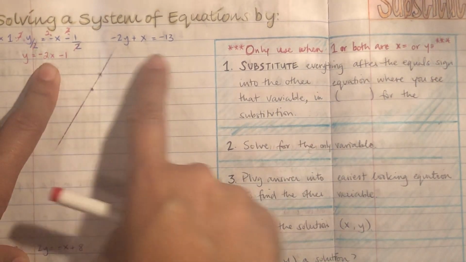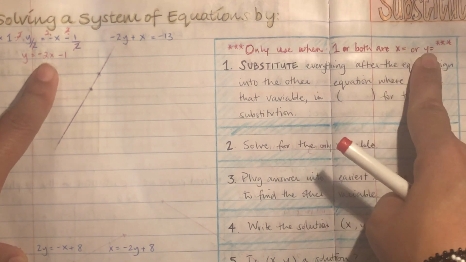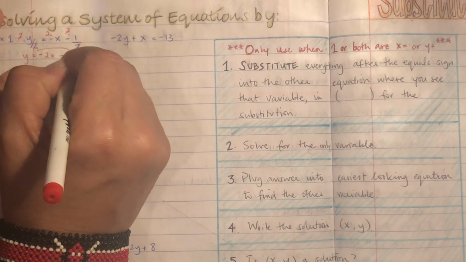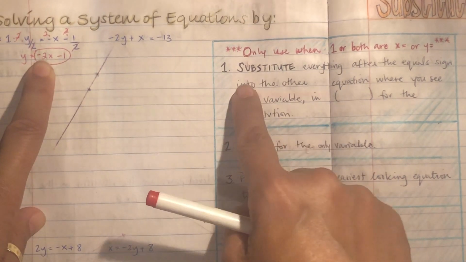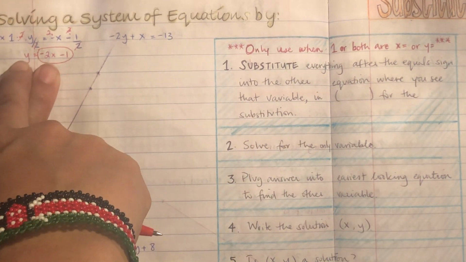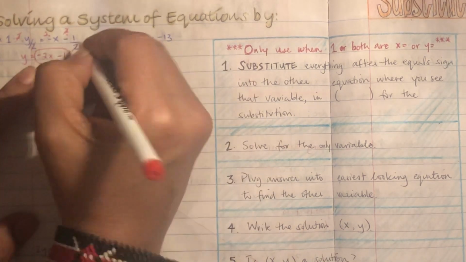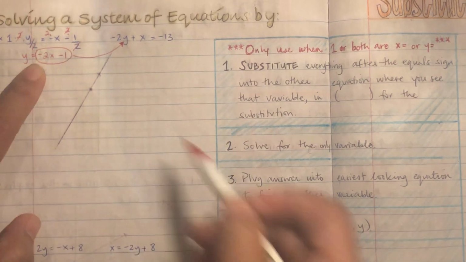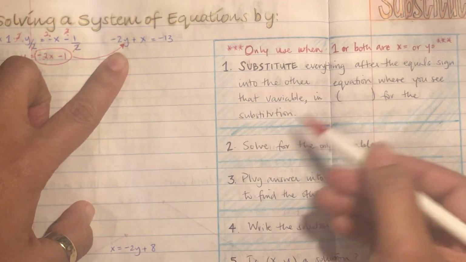All right, so I substitute everything after the equal sign on either x equals or y equals. So everything after that, that's all of this. You substitute that into the other equation where you see that variable. So what variable am I looking for? Y. And instead of putting y, I'm going to put this whole thing. So you're going to draw me an arrow where you see y. Bam, right there. All right, now you're going to substitute that in there with parentheses, in parentheses for the substitution.